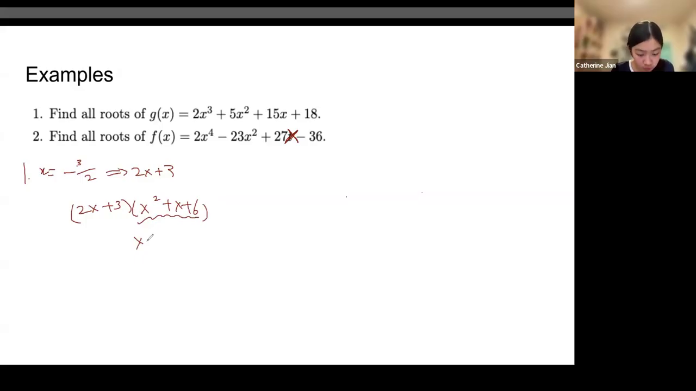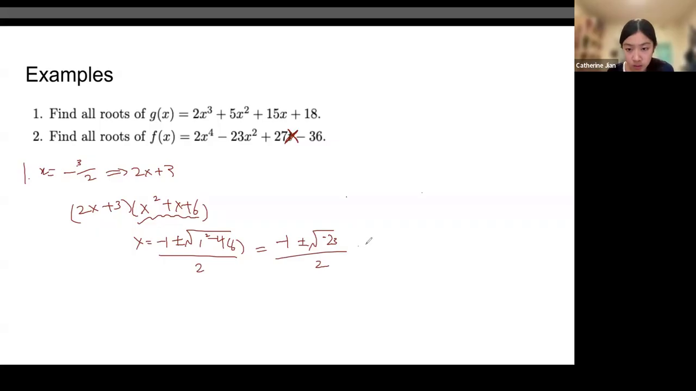Then using the quadratic formula, x is equal to negative b plus or minus the square root of b squared minus 4ac, all over 2a. So it's just like this. And then this is negative 1 plus or minus root negative 23, all over 2. We notice that we can write this in terms of i, so negative 1 plus or minus i root 23 over 2. So here are our other two roots.